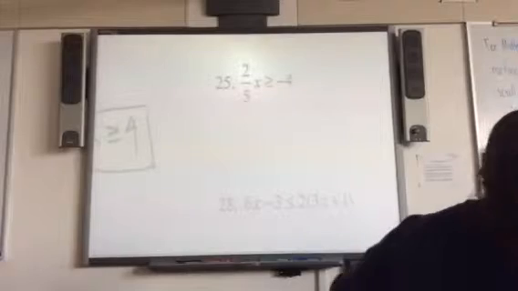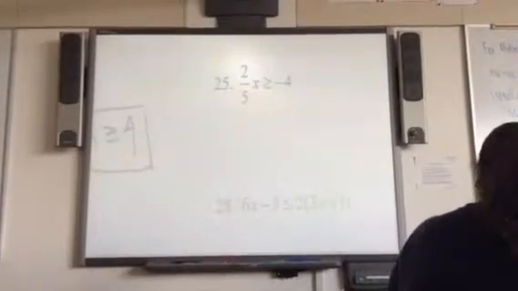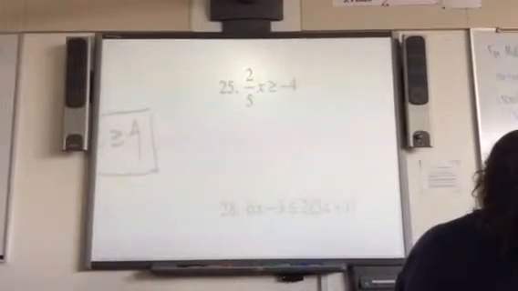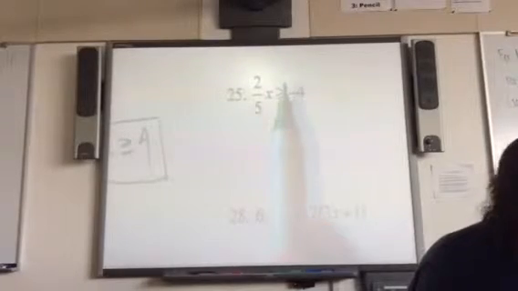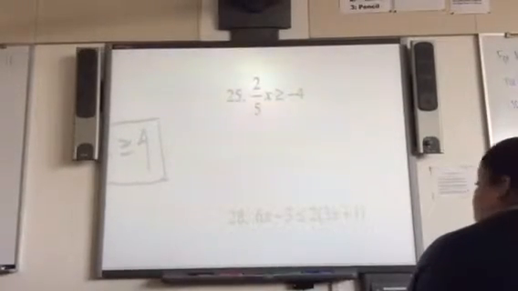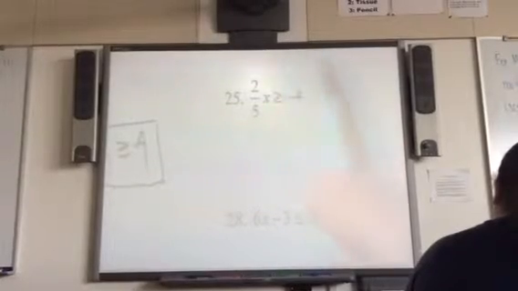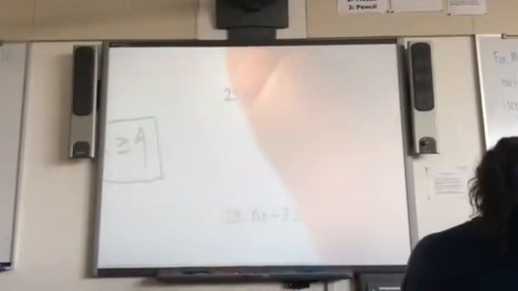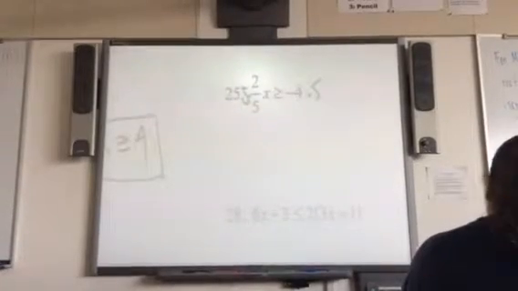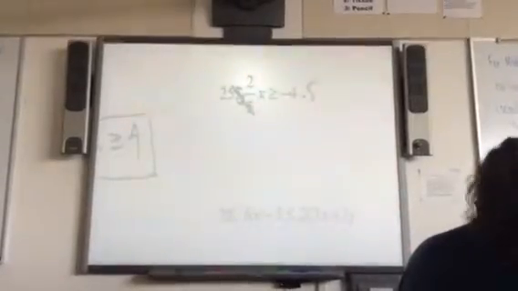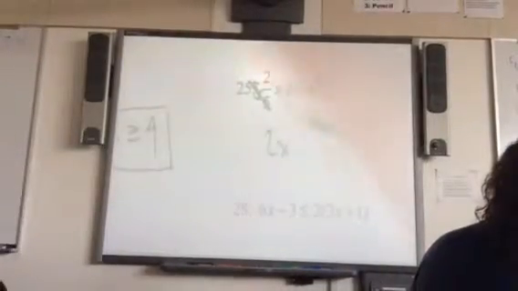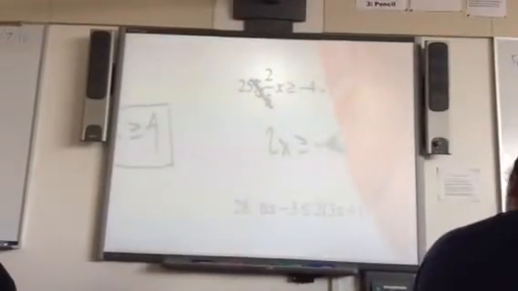Number 25 here. 2/5 x is greater than or equal to -4. So it has a couple steps here. This is saying 2 divided by 5 times x is greater than or equal to -4. So 2 divided by 5, the opposite of dividing by 5 would be to multiply by 5. So that's our first step. We're going to multiply by 5 on both sides of the inequality. That 5 over 5 is going to make 1. So we're left with 2x is greater than or equal to -20.